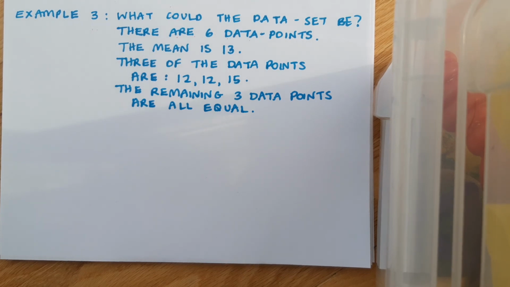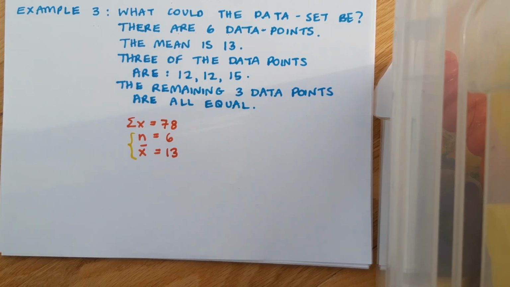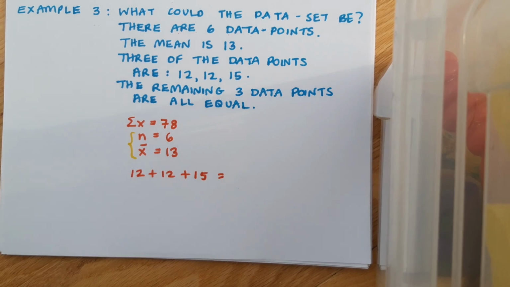And of course, the second you see mean mentioned, you want to do your summation x, n, x bar. And in this case, n is 6 because there are 6 data points. X bar is 13 because the mean is 13. And of course, then I must multiply n by x bar to get summation x. And that tells me that my values add up to 78. I know that I have the 3 data points 12, 12 and 15. So I can find their total. And this adds up to 39.